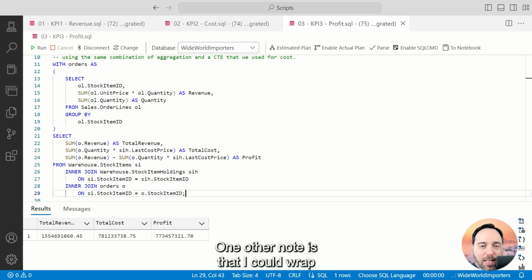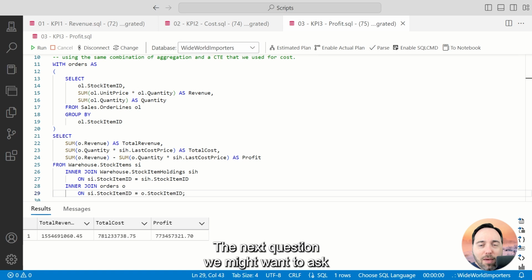One other note is that I could wrap these calls with format in order to make formatting the results easier, but I'll skip that unless it's really valuable to do so. In this case, we can see revenues of $1.5 billion and costs of $781 million, leaving us a profit of $773 million. Not bad work if you can get it.